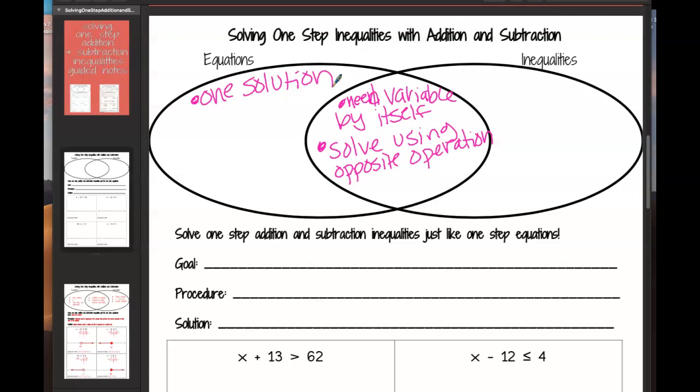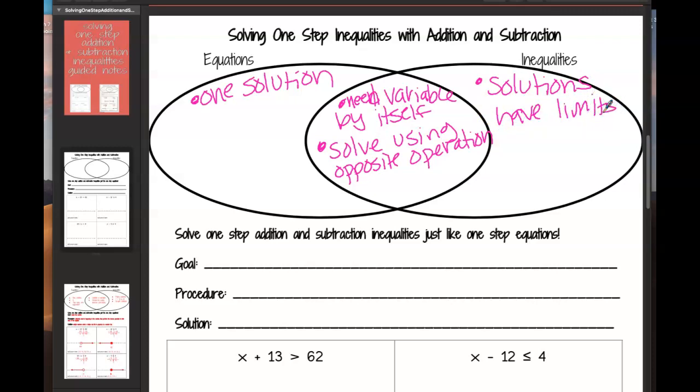Now when you have inequalities, you have a limit to what your solution can be. Sometimes you'll have x is greater than 2, so any number that is bigger than 2 will work. Sometimes you have x is less than -1, so any number that is less than -1 will work. So there are limitations and intervals when you have a solution to an inequality. Solutions have limits.